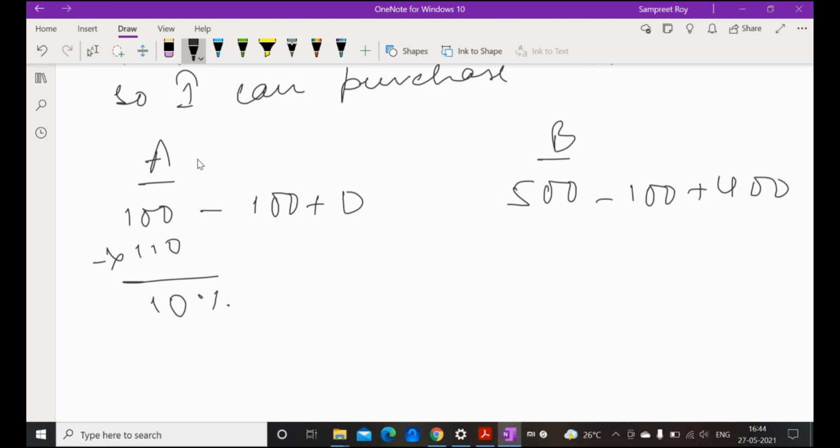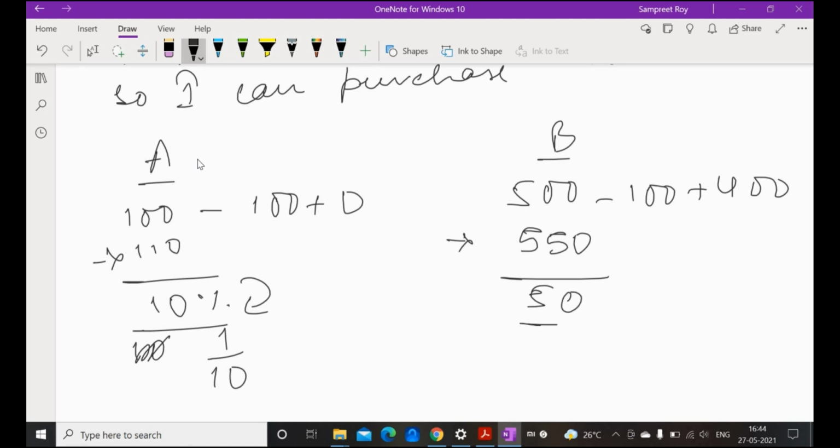So 10% goes entirely into my pocket. In the first case, I invested 100 rupees, I got 10 rupees as return, so return on equity is 1 by 10, right? But in case of B, the next year it will become 550 in value, right? So 50 rupees I have earned, and if this entire 50 is added to my profit, then return on equity will be 50 by 100, right?